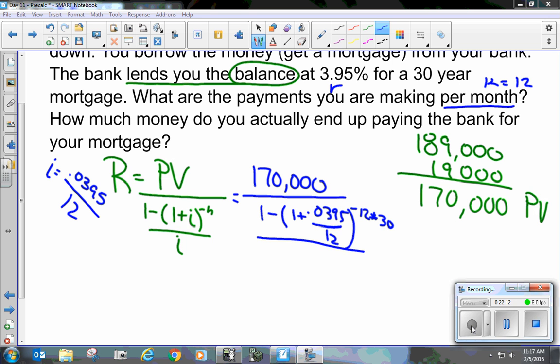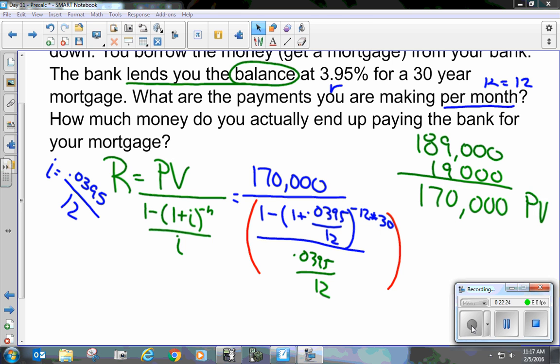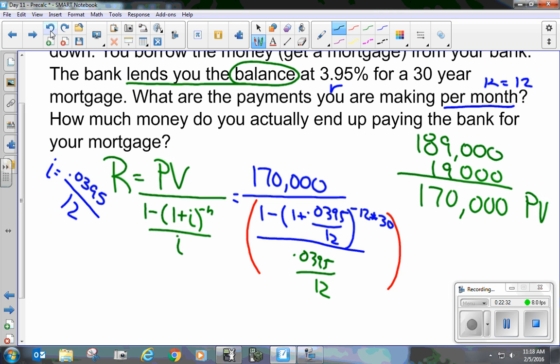Now, when I say all over, this should be its own fraction, okay? So that's going to be over my 0.0395 over 12. If, for conversation's sake, you make these into a fraction and then divide it by that, you'll get a wrong answer. That's a mistake that a lot of kids made last time when we worked on our case studies. Typing it in.